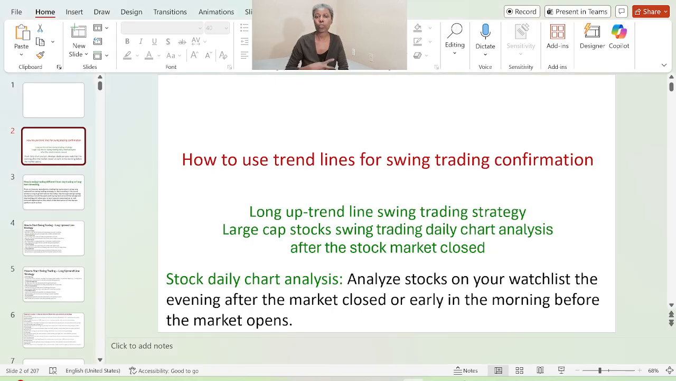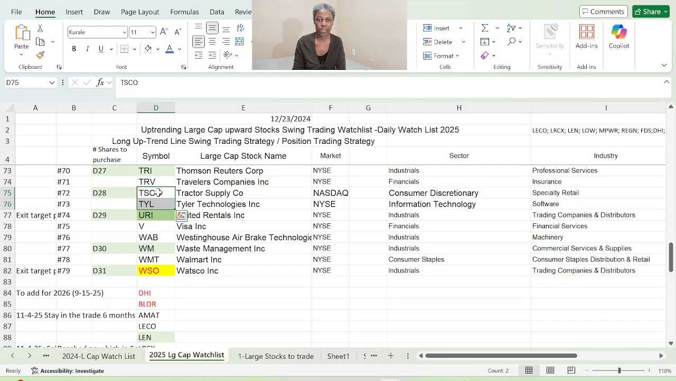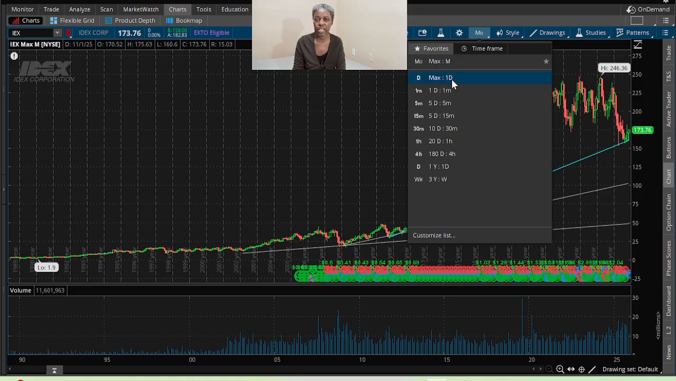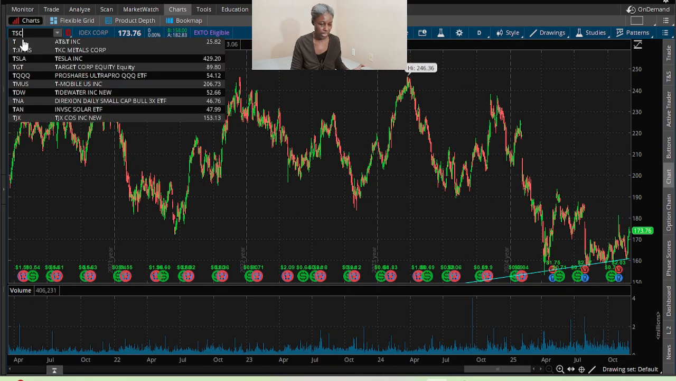Hello, how to use trend lines for swing trading confirmation. We can use two stocks to explain that. So the first one is TSCO. You'll use the maximum daily chart for your chart analysis, and TSCO.